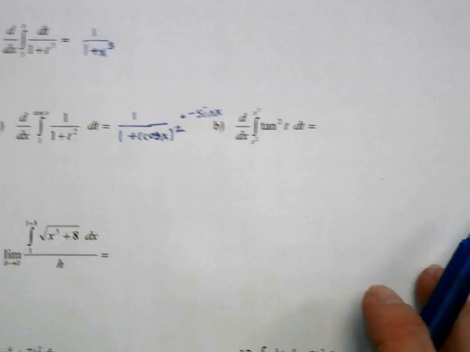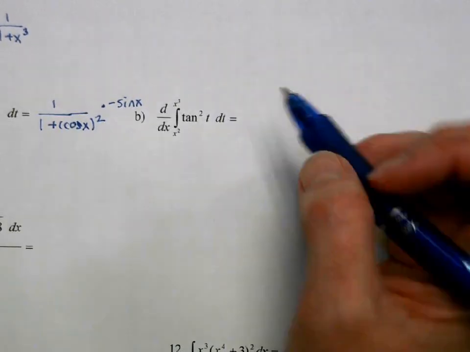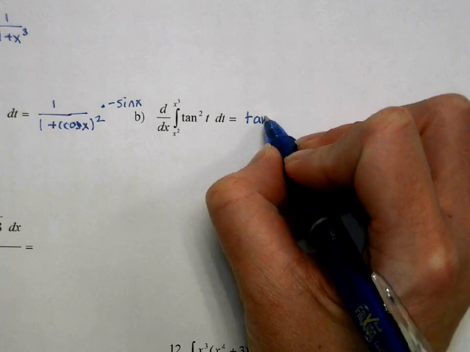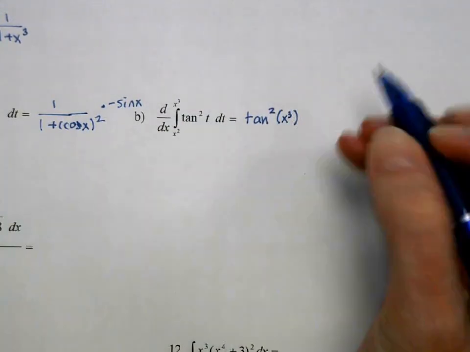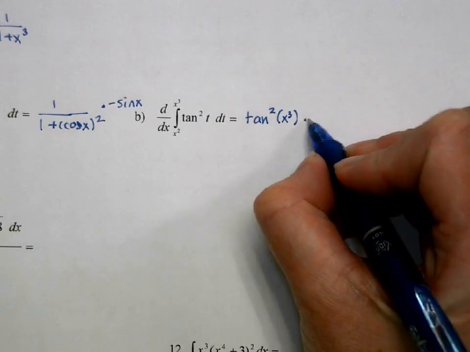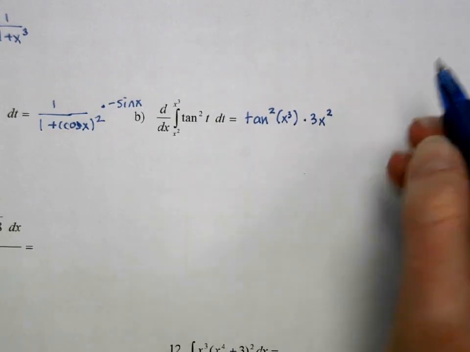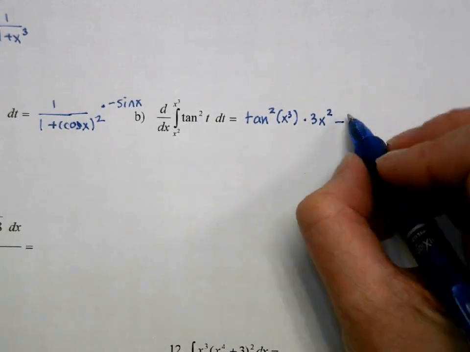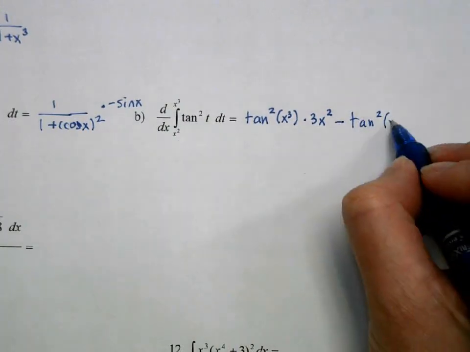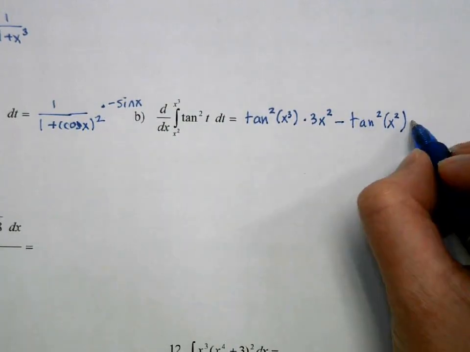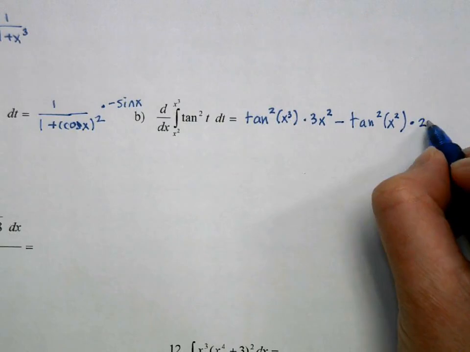If we have two functions, we're going to have tangent squared of the top, x cubed, instead of the t, times the derivative of x cubed, which is 3x squared, minus tangent squared of the bottom one times the derivative of x squared, which is 2x.